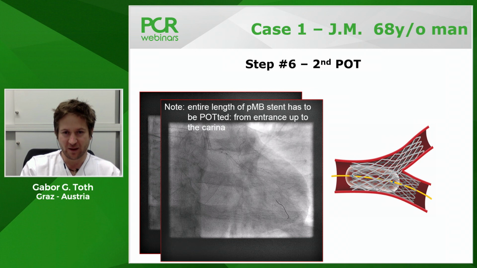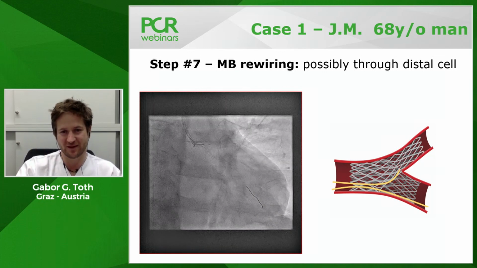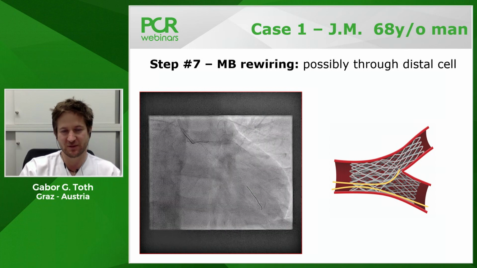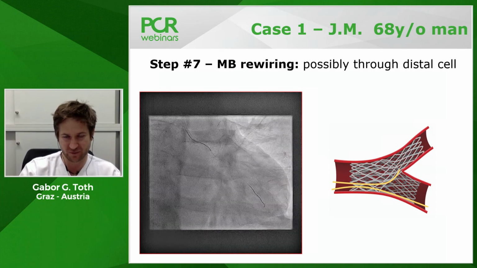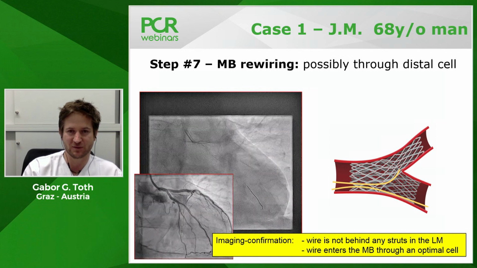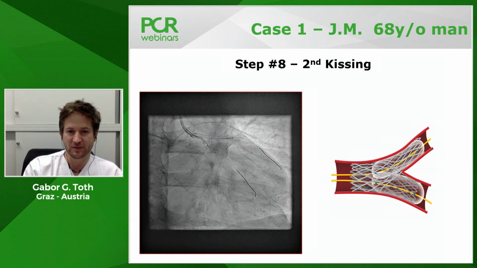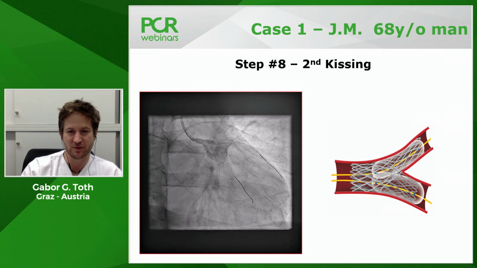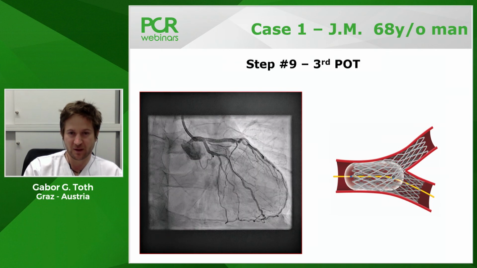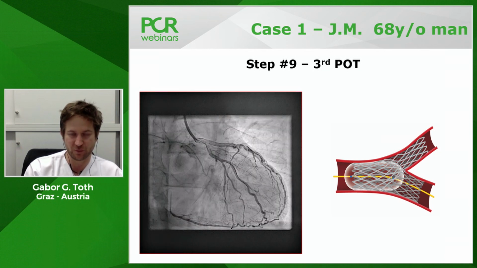And once it's done, again the same step, rewiring. You go to your lately stented vessel, you pull back the wire and you jump through the distal cell towards the previous, so towards the axial daughter branch. And again, just to be sure that you are not behind struts and you are through the proper cell, you can confirm it very nicely with imaging. And once it's done, you follow with kissing dilation sized according to the daughter branches. So in this case, it was 4-0 and 3-5. And you close your procedure with proximal optimization, again, from carina backwards to the entrance of your previous stent.